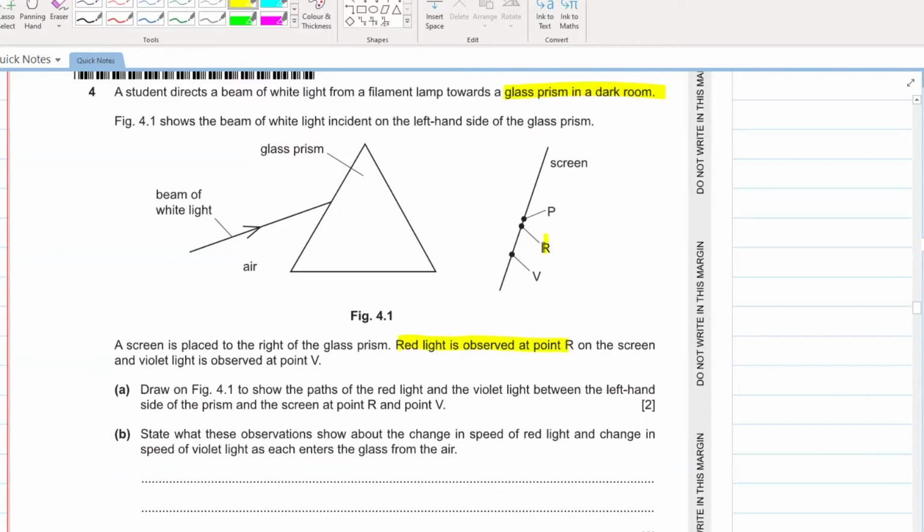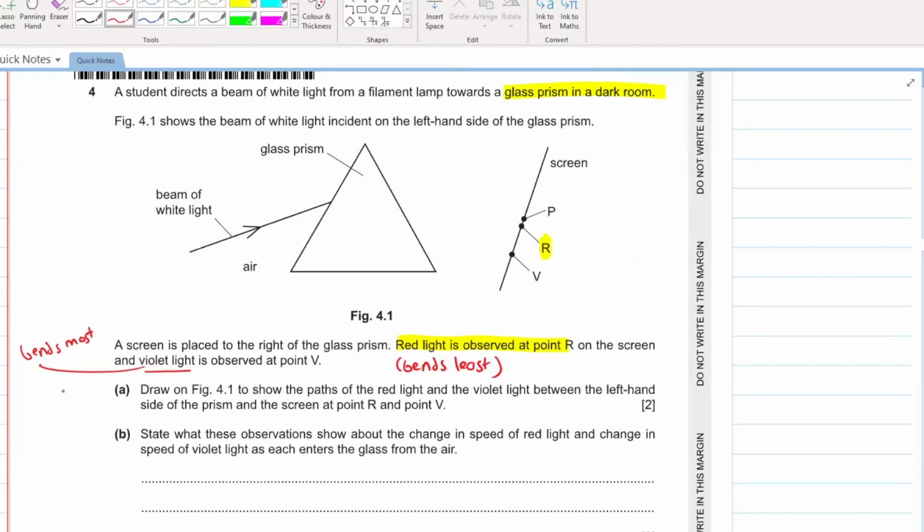Where is the red light? Red light is somewhere here. And from theory, what do I know? Red light bends least. And violet light is observed at point V. I know violet bends most. Now let's see what the examiner is asking. Draw on figure 4.1 to show the paths of red and violet light between the left hand side of the prism and the screen at points R and V.